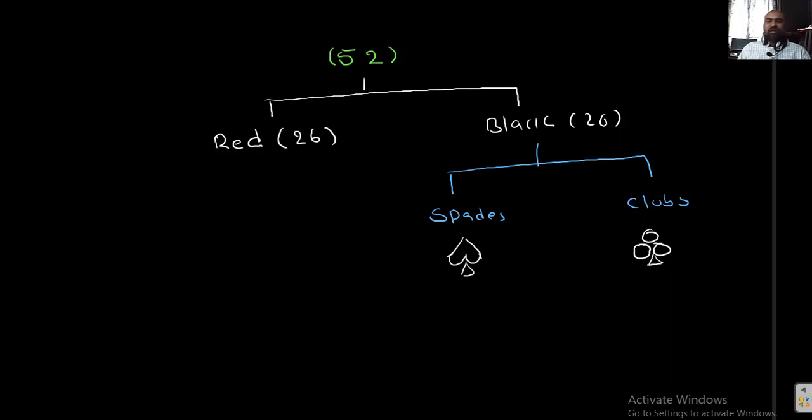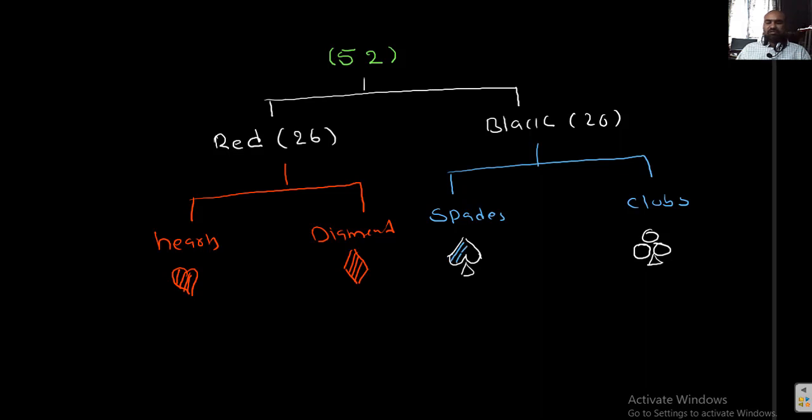Again, these red colored cards are divided into 2 groups of 13 each. One is called hearts, another diamonds. Hearts and diamonds. So this is the concept of playing cards.